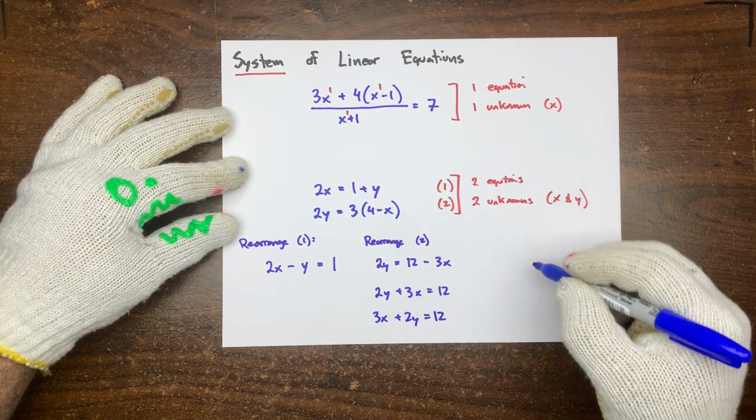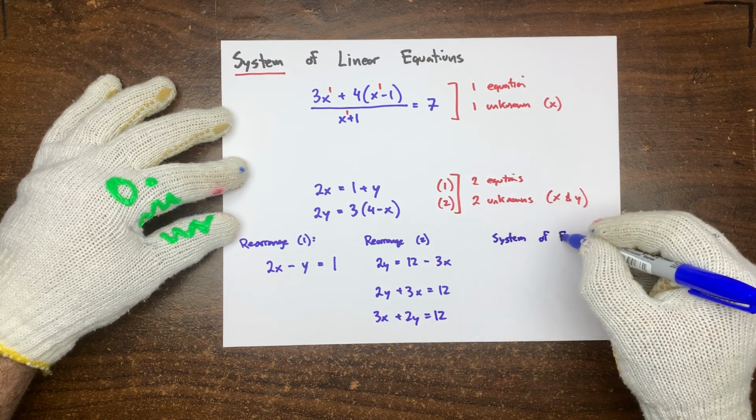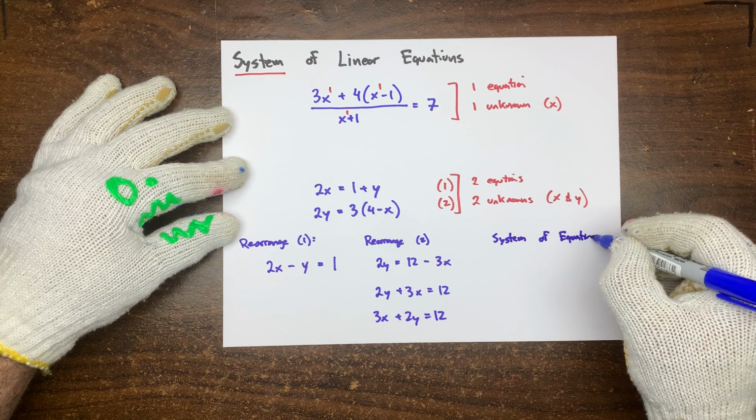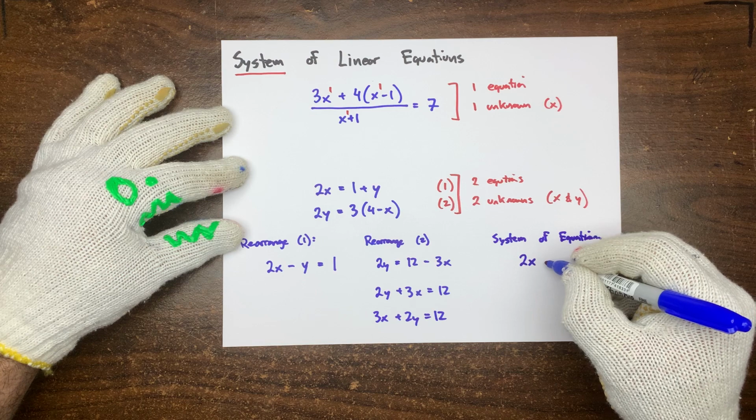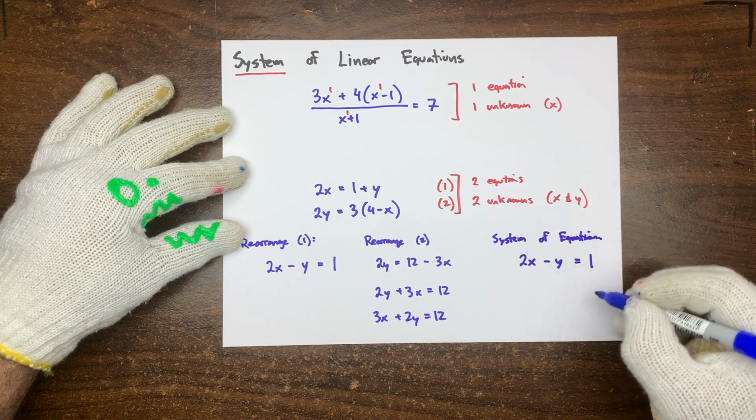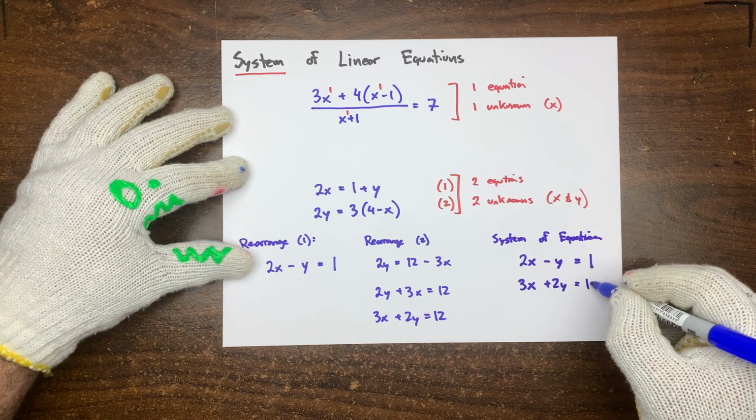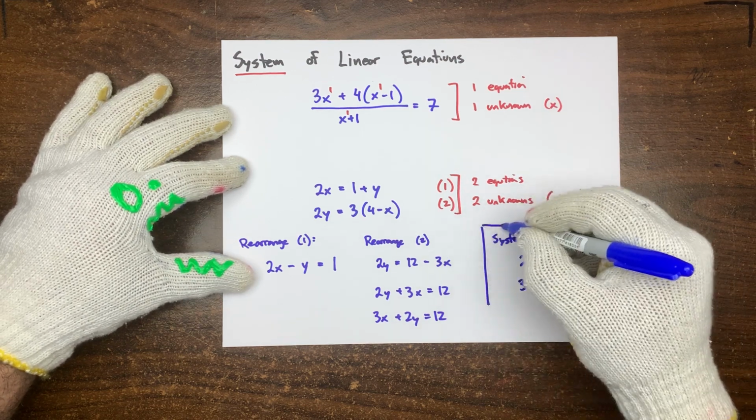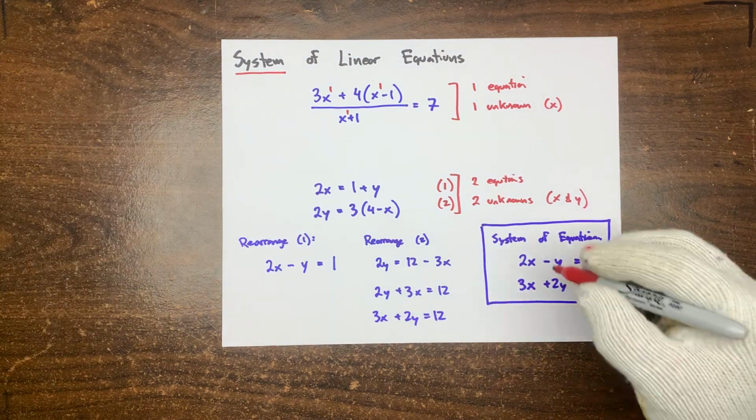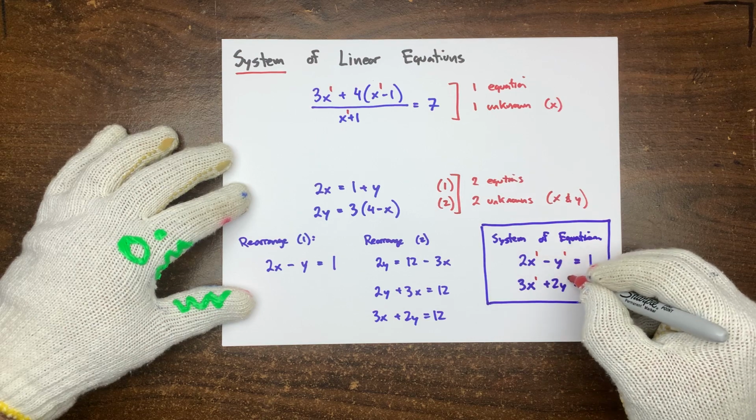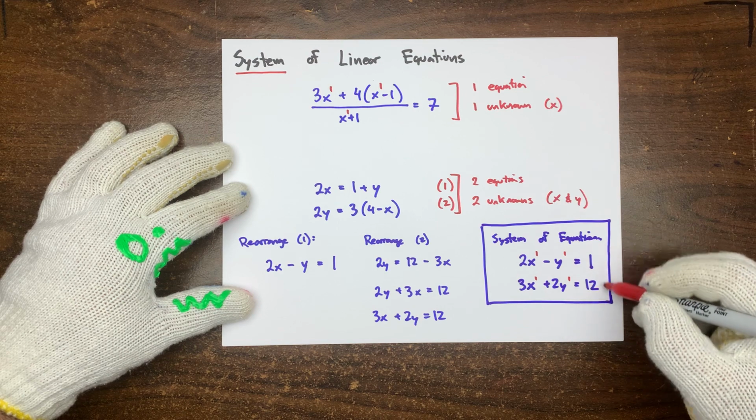When I say in line, this is going to be the system of equations, and this is the form we should always have it in. So it should be 2x minus y equals 1 and 3x plus 2y equals 12. That is a system of linear equations. They're all to the power of 1, and they're all nicely aligned. You have your x's right here, your y's right here, and your constants.